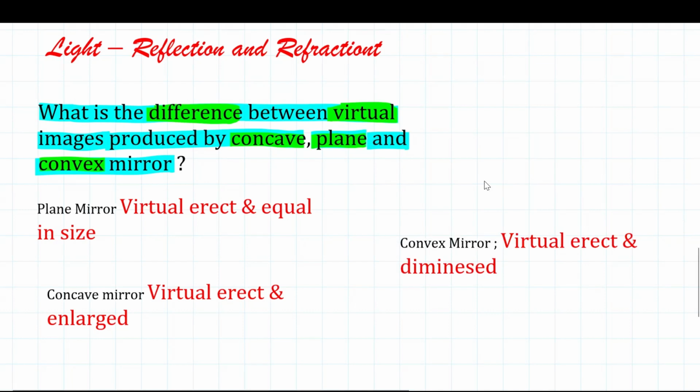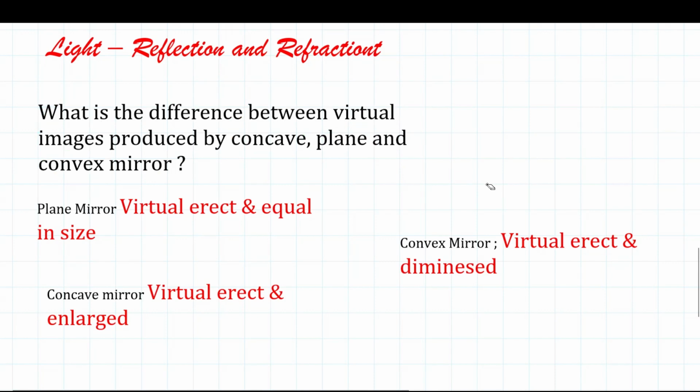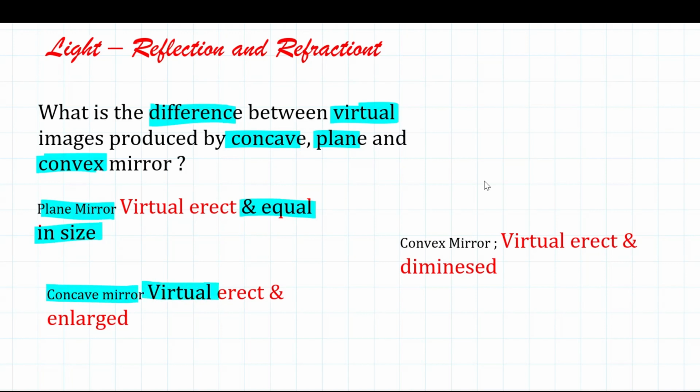One more time, we are just looking into the difference in the virtual image, only in the case of a virtual image produced by concave, plane, and convex mirrors. In the case of a plane mirror, it's virtual and equal in size. In the case of a concave mirror, if it is virtual, then it is enlarged. And in the case of a convex mirror, it is always virtual, but at the same time it is diminished.